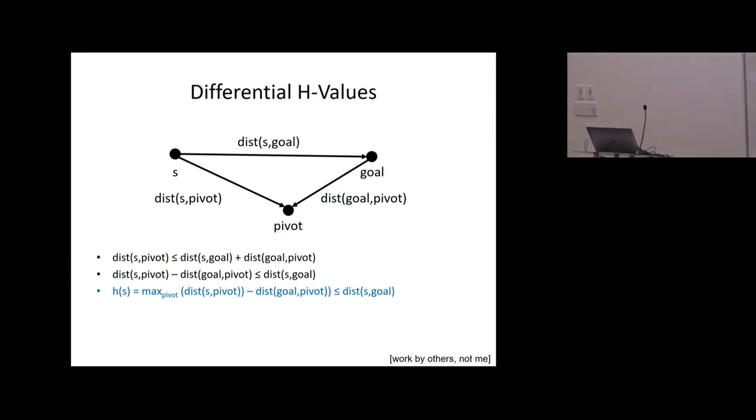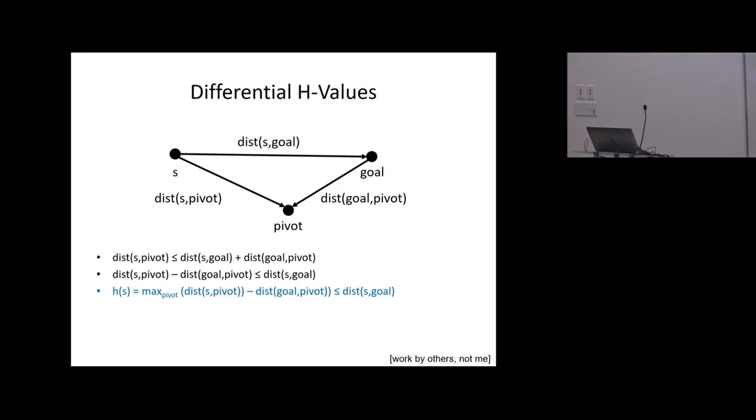So I wrote this down here. Now, you bring this one to the other side, and now look what you have. You have a difference here, and this difference is less than or equal to the distance from location S to the goal. So this is an admissible estimate of the goal distance, and it turns out it's also consistent. So we can use this as a heuristic. Now, we want the heuristics to be as large as possible. So when is this heuristic large?